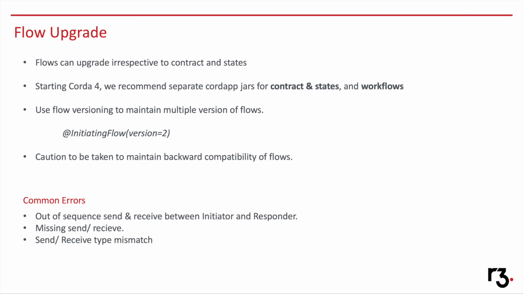A few things to take care of with flow upgrade is to make sure that the send and receive between the initiator and the responder are in sequence and there is no missing send or receive. Out of sequence or missing send receive could result in the flow hanging indefinitely. Also make sure that the type of the object you send and receive matches. Any mismatch could result in an exception being thrown from the flows.